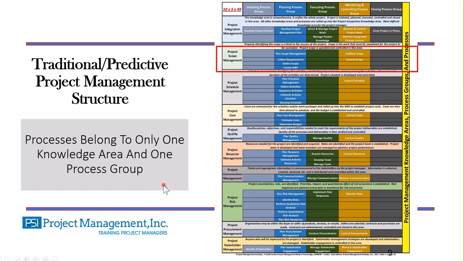In a traditional or predictive project, we have our 10 by 5 by 49, our project management structure. We're going to focus today on project scope management. And we have several processes we'll talk about. Plan scope management, collect requirements, define scope, create WBS, validate scope, and then control scope. That is our focus today, those processes.